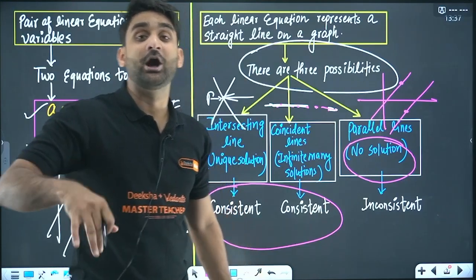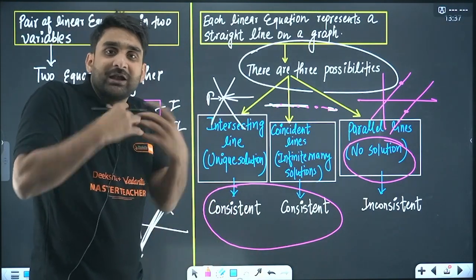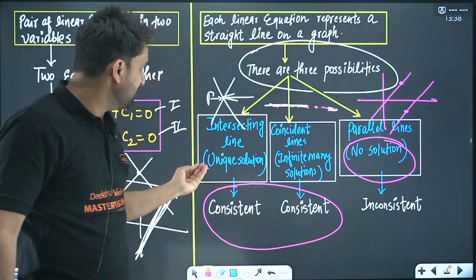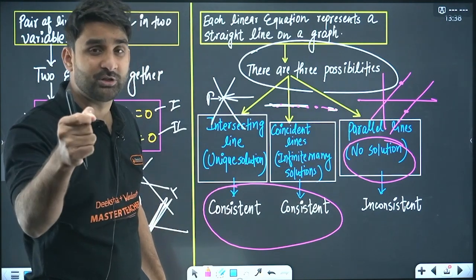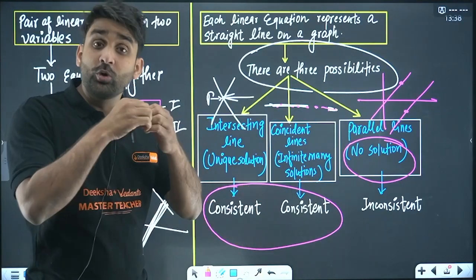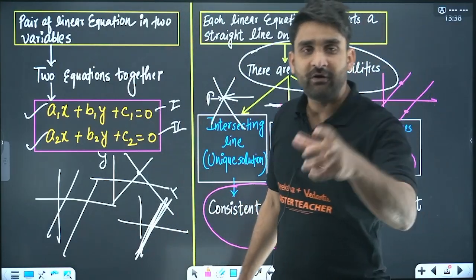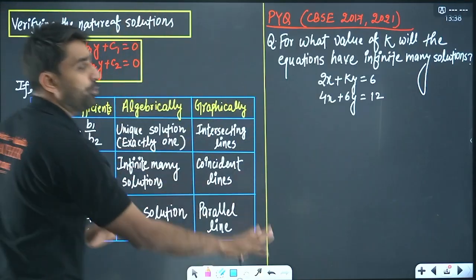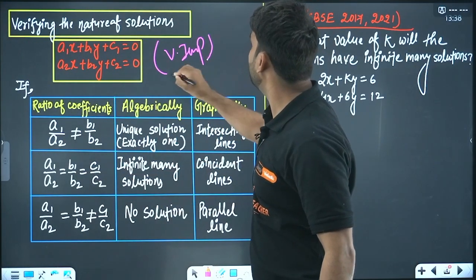Now you might be thinking, sir, how do we come to know, how can we find out whether the solutions are intersecting, coincident, parallel, means unique solution, infinite solutions, and no solution. So my dear, I am going to give you a very important theory, a very important formula. Without solving the pair of linear equations in two variables, you can find out whether the solution will be unique, exactly one solution, infinitely many solutions, or no solution. So it is a very magical formula and very important from the board's point of view. Very important.